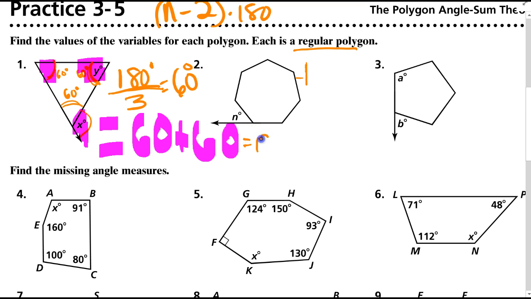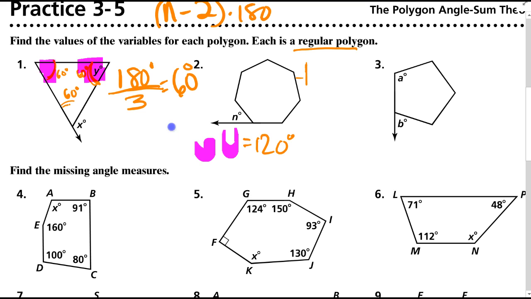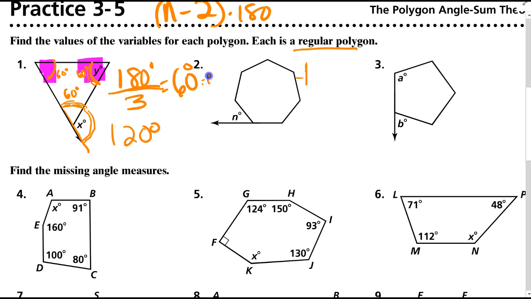Yep, 120. And now some of you are saying, well, Mrs. Mitchell, you didn't really need to go through all that, because I could tell that this exterior angle here, labeled x for exterior, is supplementary to this 60-degree angle. Indeed, you are correct. So if this is 60, how much more does it take to make a straight line? The answer is 120 degrees. Sure enough, so we get 60 equals y, 120 equals x.